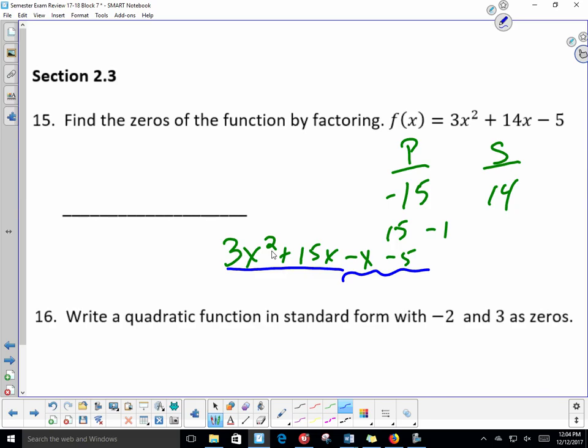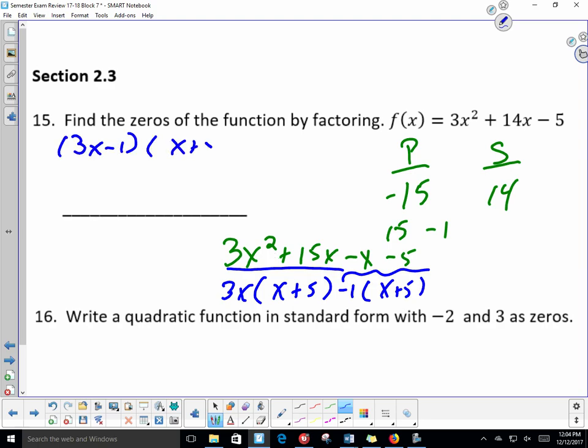So what can you factor out of the 3x squared? 3x. You're left with x plus 5. Then what am I going to factor out of the last two? Negative 1. So that this factors as 3x minus 1 times 3x plus 5. So that's the way it factors now.